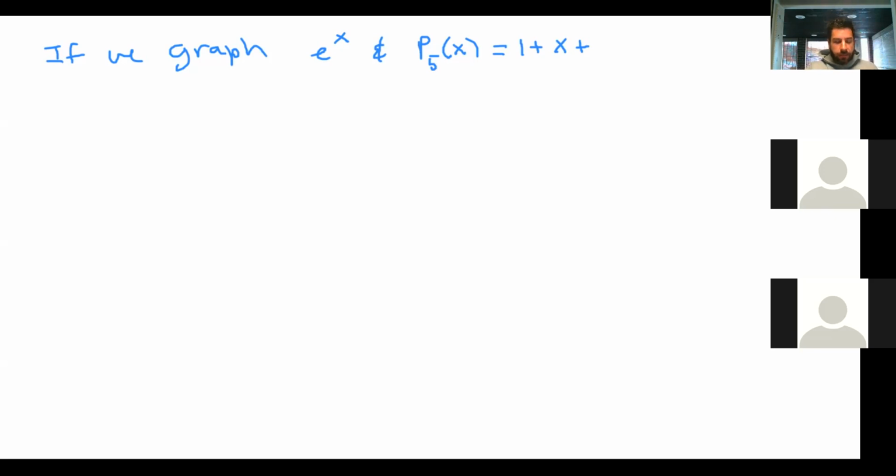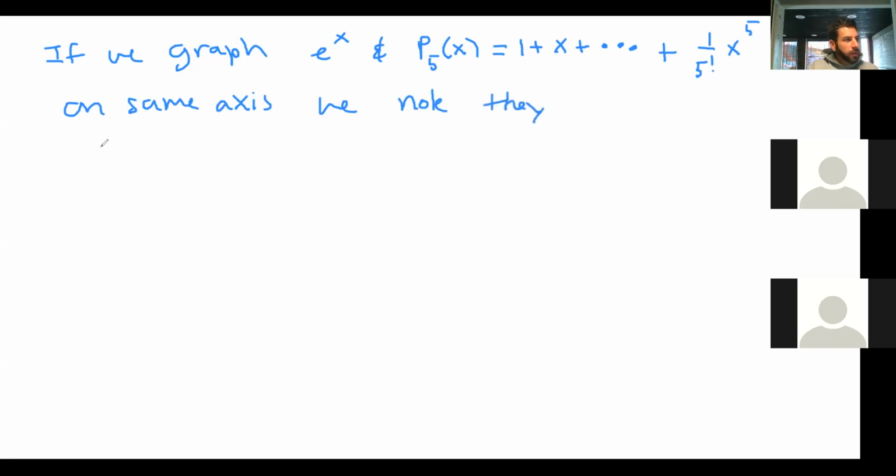Okay, so if we graph, sorry about that. Like I said, this ain't easy. Okay, so if we go all the way out to 1/5 factorial x to the 5th, and we graph these on the same axes, we note they look the same.